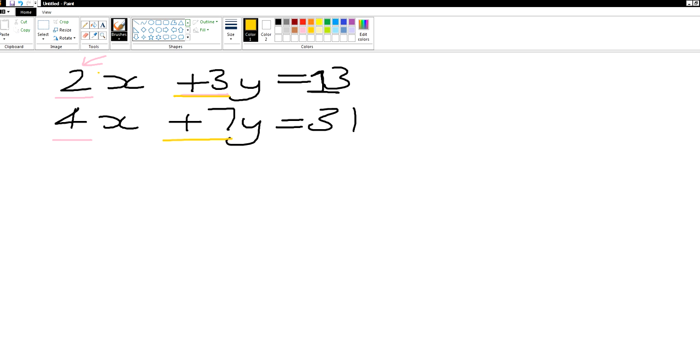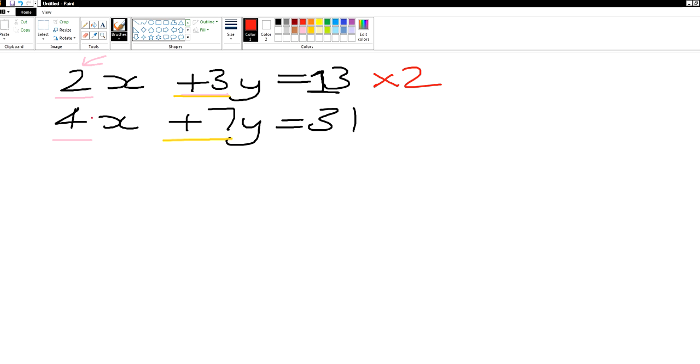Okay, now, let's look over here. Can I turn a 2 into a 4 easily? Yes. And how do we do that? By multiplying by 2. So that's what we do. And the intention is to make the coefficients equal, by turning the 2 into a 4 and making them both equal.